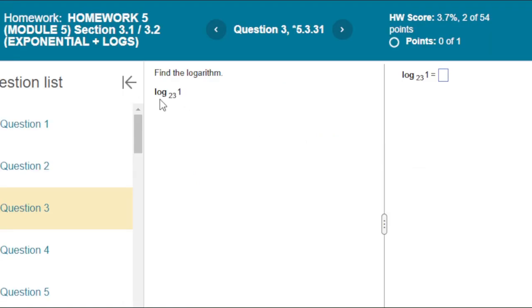Now this one says, what is log base 23 of 1? Okay, what does that equal to? Well, 23 to the what power equals 1? Well, isn't it 23 to the 0 power, right? Isn't anything to the 0 power 1?